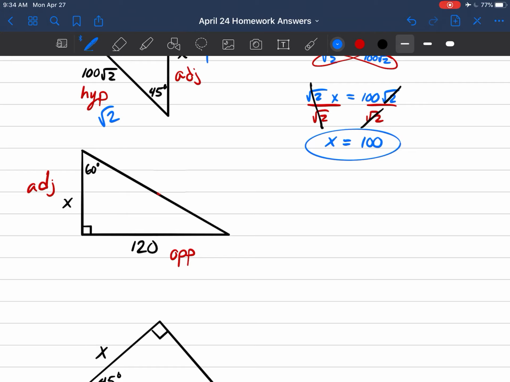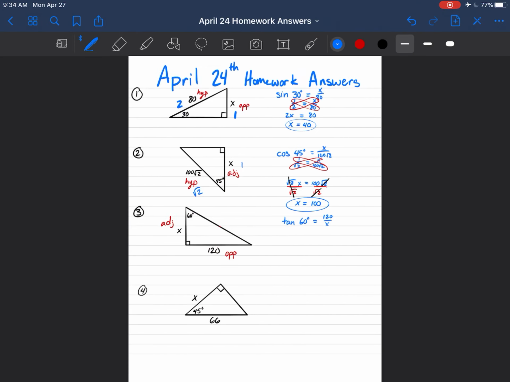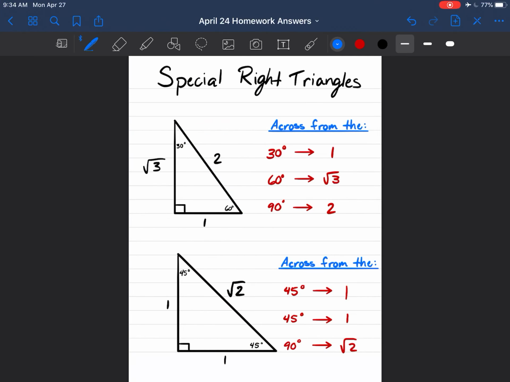That would be tangent. So we're going to do tangent of 60 degrees is equal to, and then you do opposite over adjacent, so 120 over x. Now we need to know the value of tangent of 60. So again, looking back at this triangle, what do we have here? We have opposite and adjacent, for the 60-degree angle. So across from the 60 should be square root of 3. And we don't need the hypotenuse, so we don't need the 90. We just need the 1.